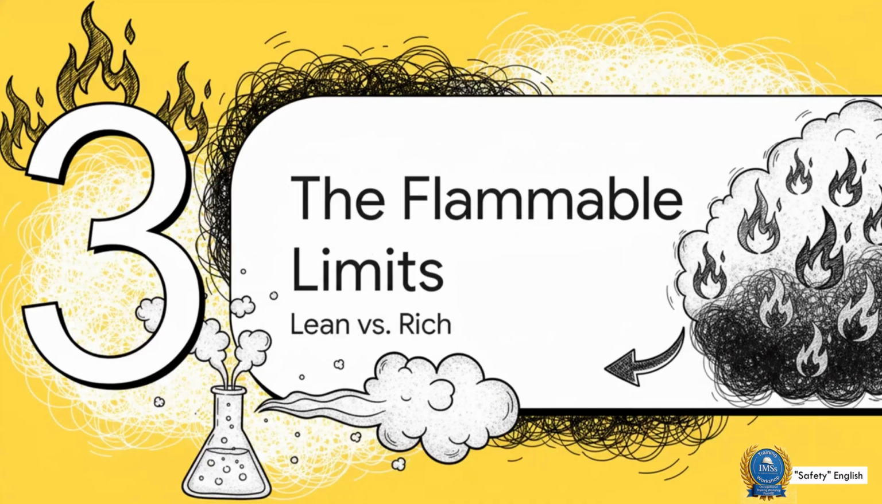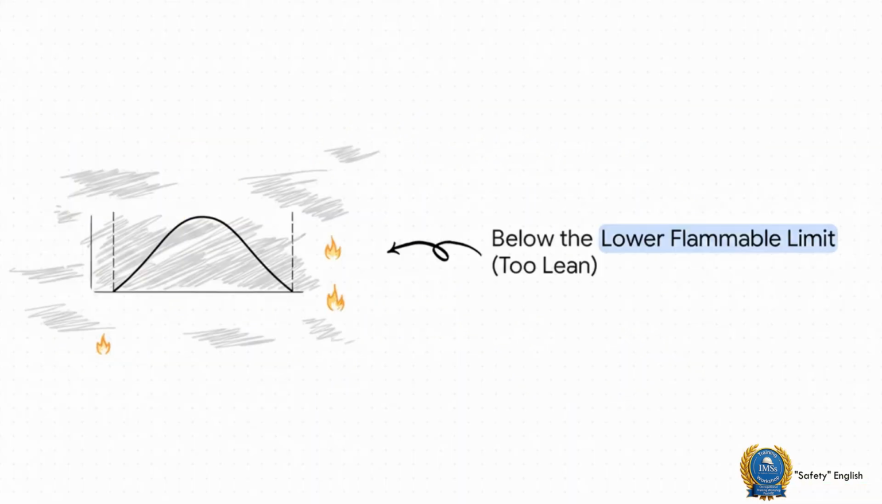Which brings us to Section 3, the flammable limits, lean versus rich. So we know vapors burn, right? But what actually happens when those vapors mix with the air around us? Well, there is a minimum concentration of vapor needed to ignite, and that's known as the lower flammable limit, or LFL. Below this boundary, a flame simply won't spread, even if there's a spark.